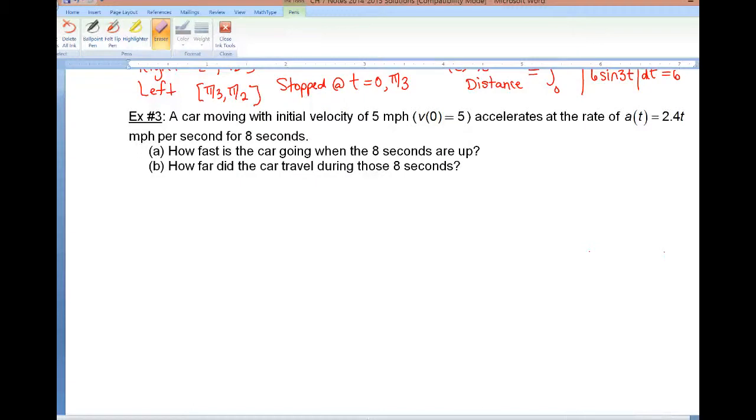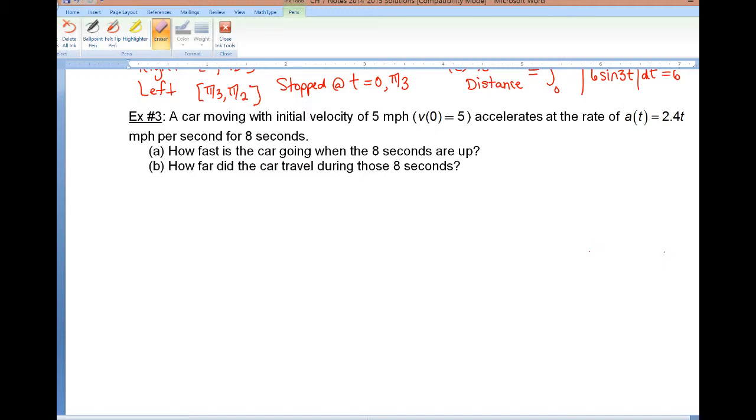Okay, so we're going to start this problem over again. A car moving with initial velocity 5 miles per hour accelerates at the rate of 2.4t miles per hour per second. And that's accelerating for 8 seconds. So we want to find out how fast is the car going when the 8 seconds are up. And then part B, how far did the car travel?